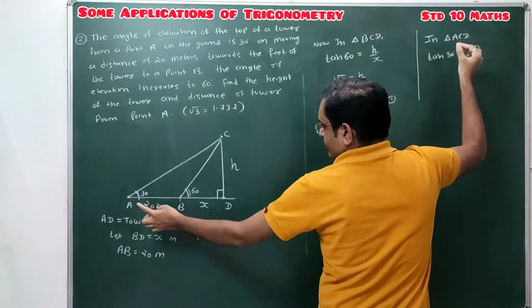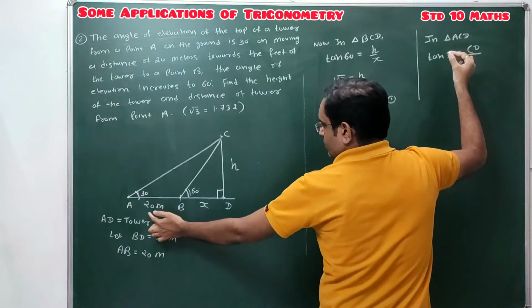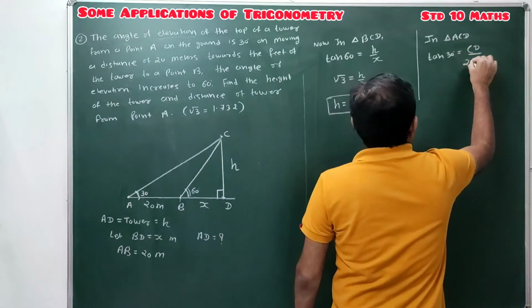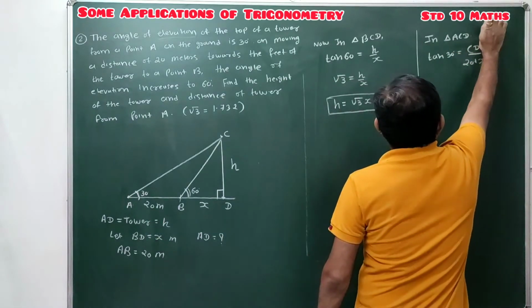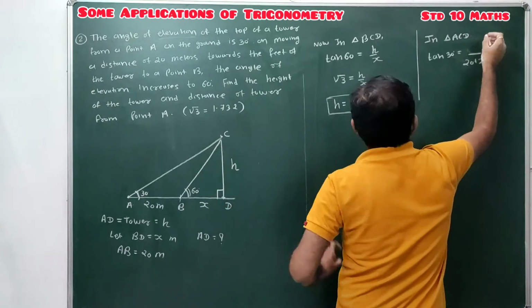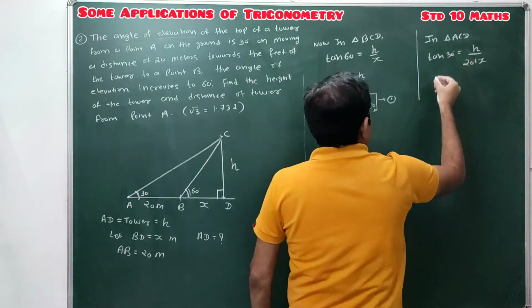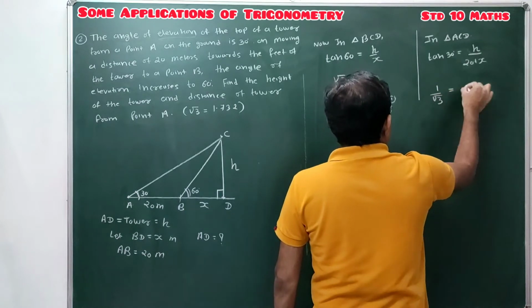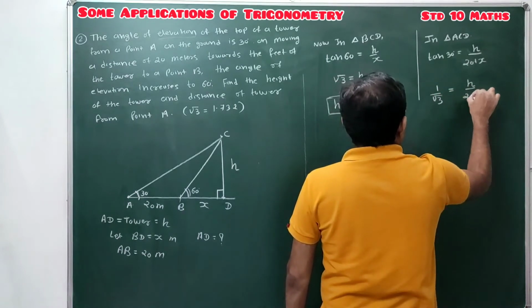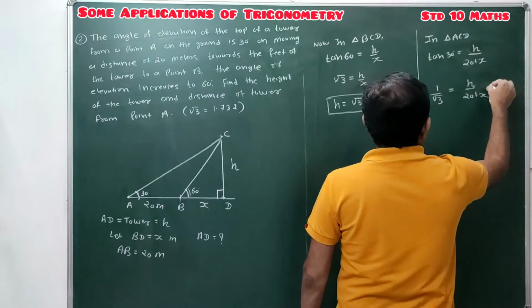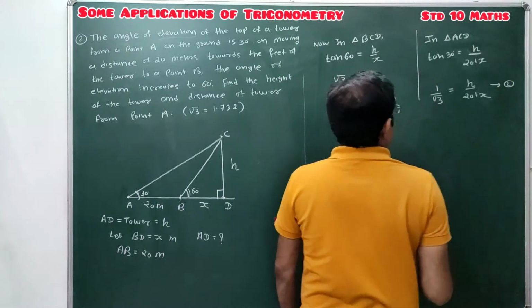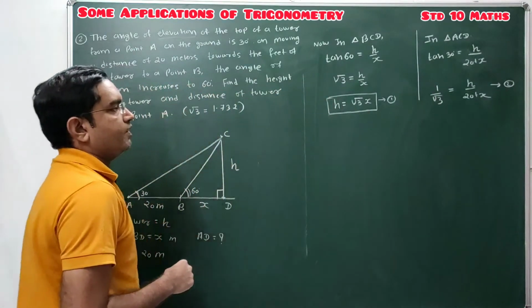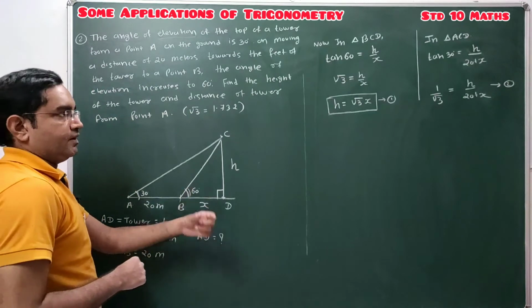AD is AB plus BD, so it's 20 plus x, and our CD is the height of the tower h. Tan 30 is 1 upon root 3, which is equal to h upon 20 plus x. Say this one is result number 2. Now using result 1 and 2, we have to find the value of x.